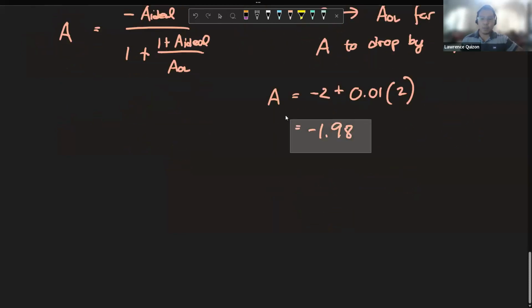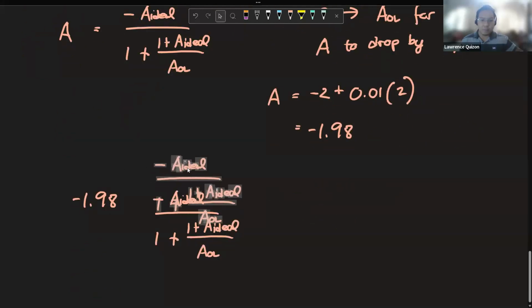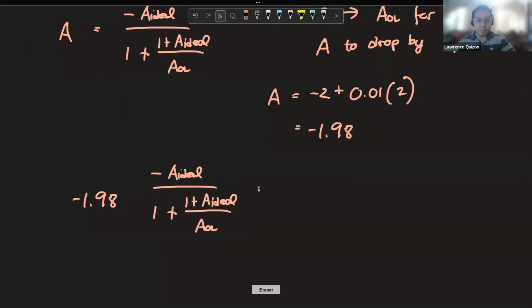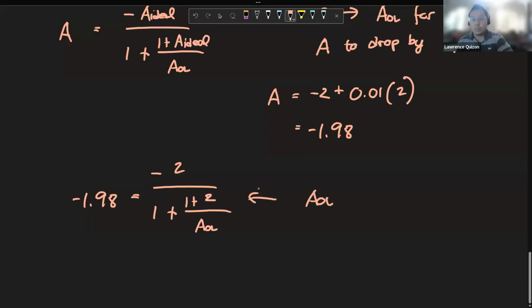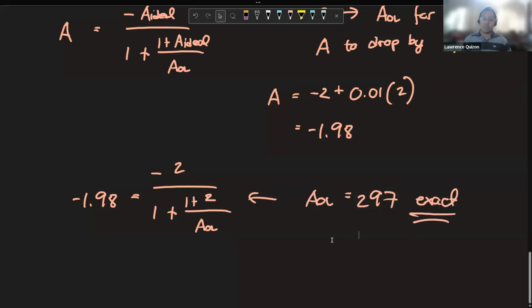And all you have to do is equate this to the equation that we have. So if we equate this, we put negative 2 there and negative 2 there. We have one equation, one unknown, and we get, what did they get? 297. And this is exact. I remember I did this, and the answer is exact. It has no decimal points. All right?